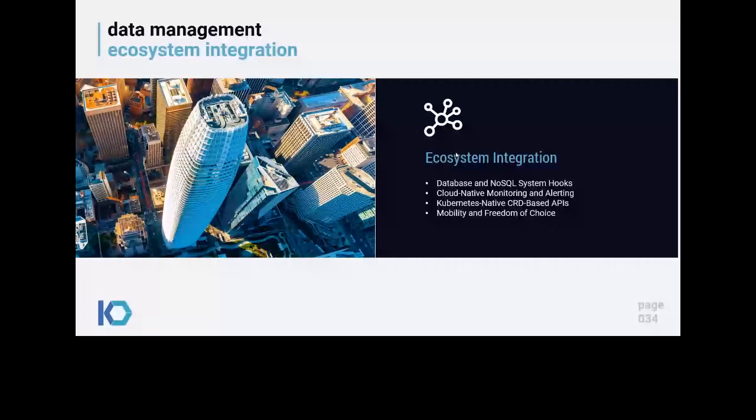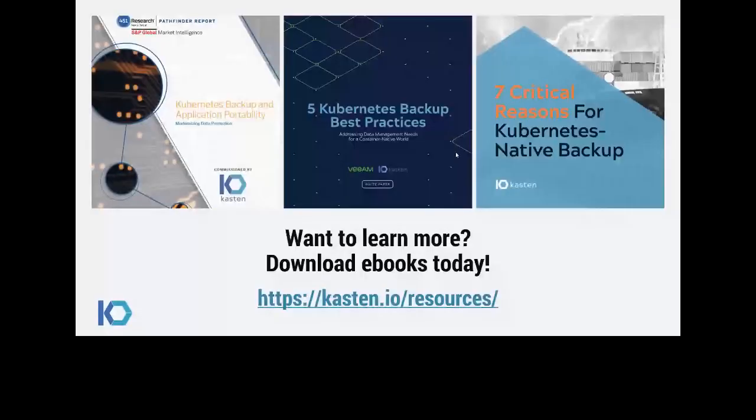And just before we wrap up here and get to the questions, there's a few resources, and they are very vendor agnostic. So we're not talking about our product, but they very much key into some of those reasons and the best practices around data management and also Kubernetes native backup. So very much some resources to have a look through.